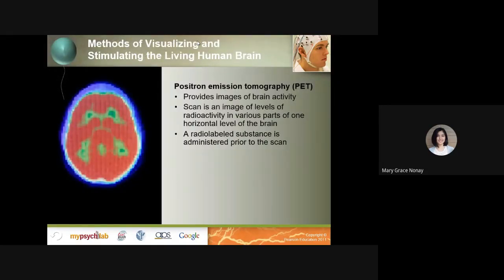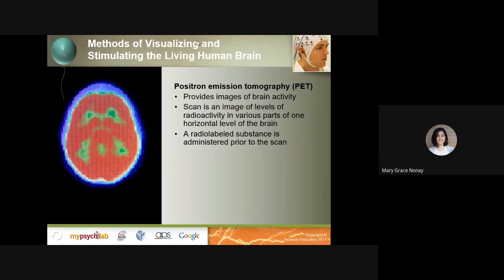All right, so we also have positron emission tomography or PET. It provides images of brain activity, and it's the first brain imaging technique to provide images of brain activity rather than images of brain structure. Kasi yung first two kanina, yung mga CT and the x-rays, they were only for structures, okay? But here, sa PET, dito nag-start naman yung sa functions, what's happening really on the brain.